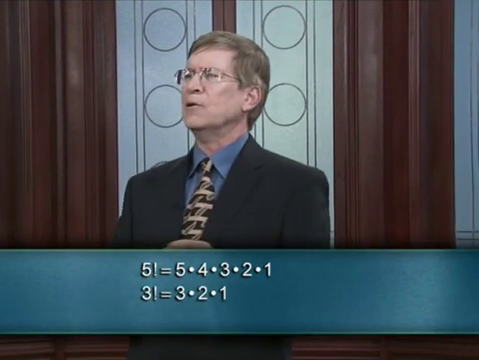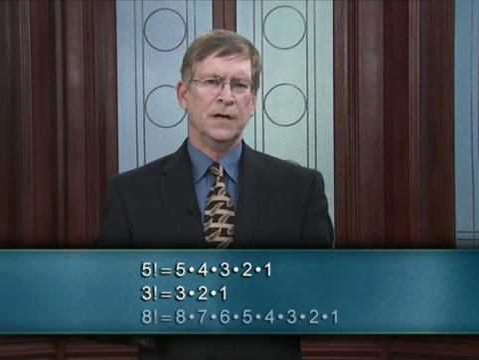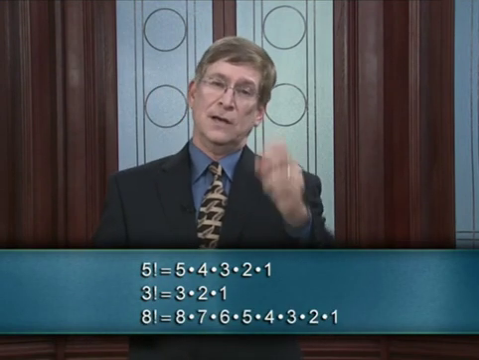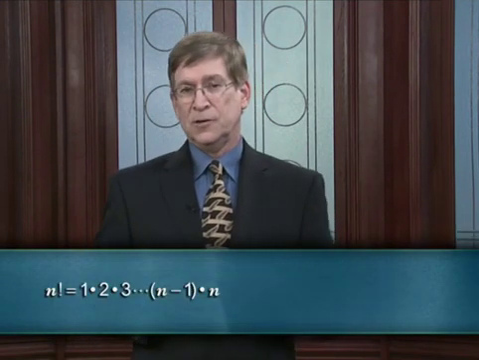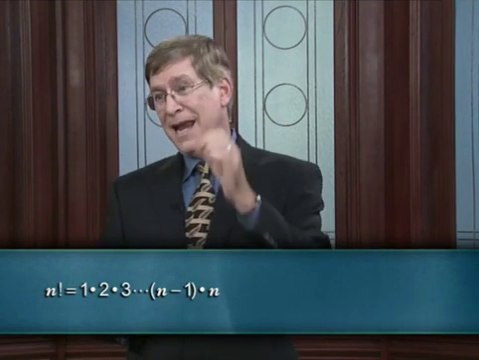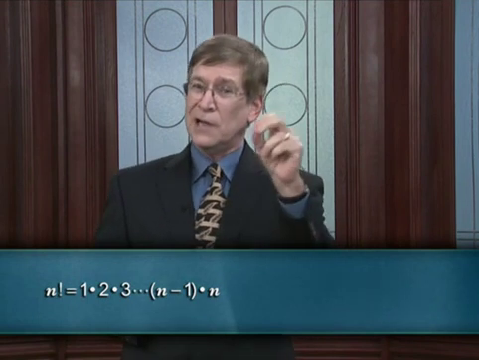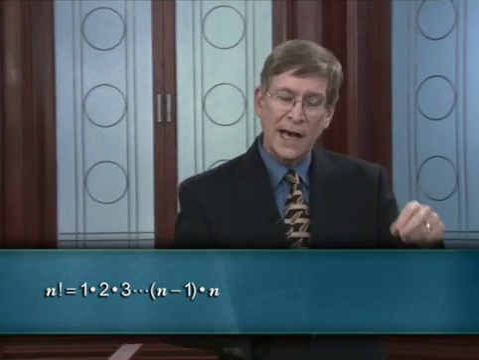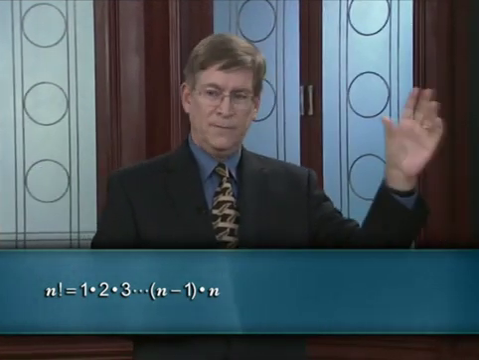You have an integer and you put an exclamation point by it, like 3 factorial or 5 factorial. And what it means is 5 factorial is 5 times 4 times 3 times 2 times 1. 3 factorial is 3 times 2 times 1. 8 factorial is 8 times 7 times 6, down to 1. So the technical definition, n factorial, is the product n times n minus 1 times n minus 2, all the way down to 3, 2, 1.